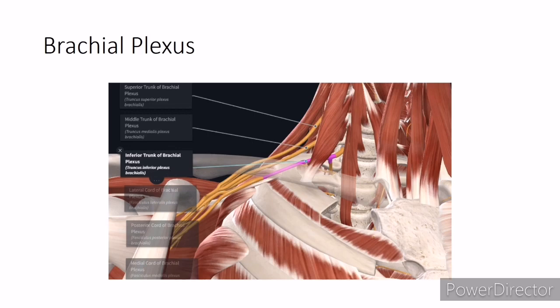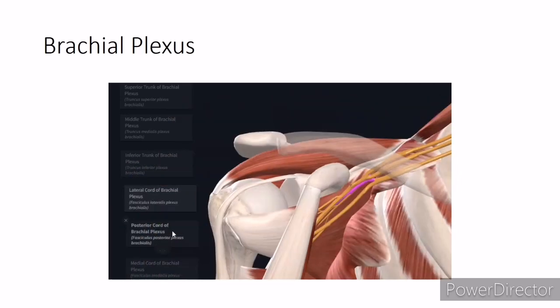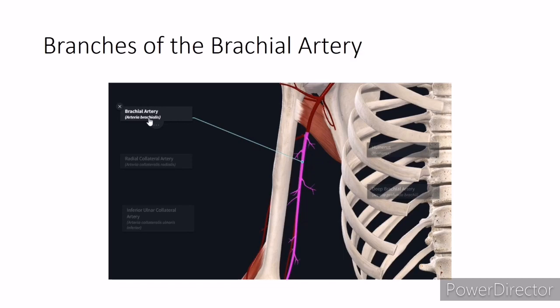The anterior divisions of the upper and middle trunk form the lateral cord. The posterior divisions of the upper, middle, and lower trunk form the posterior cord, and the anterior division of the lower trunk forms the medial cord of the brachial plexus. We also have the brachial artery. The brachial artery is technically a branch of the axillary artery.